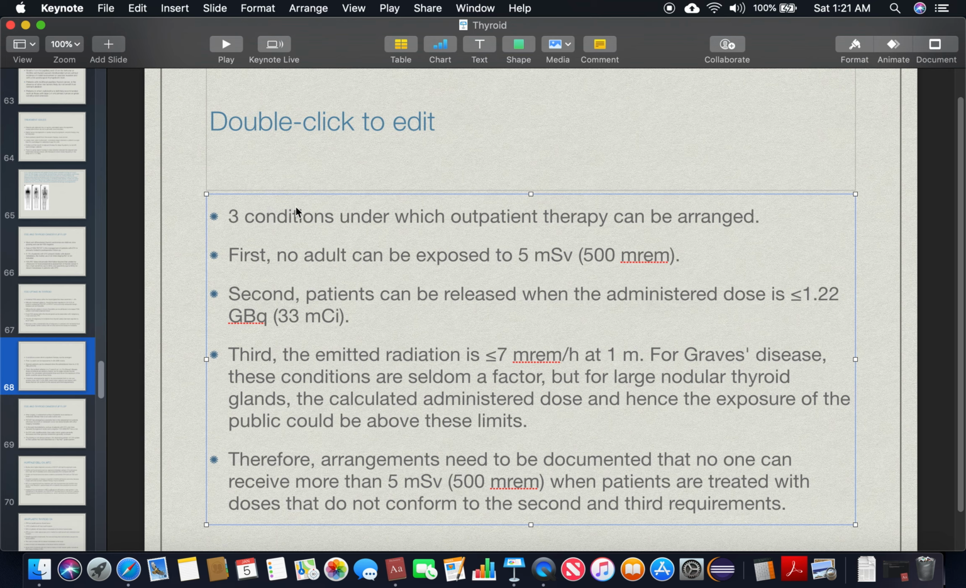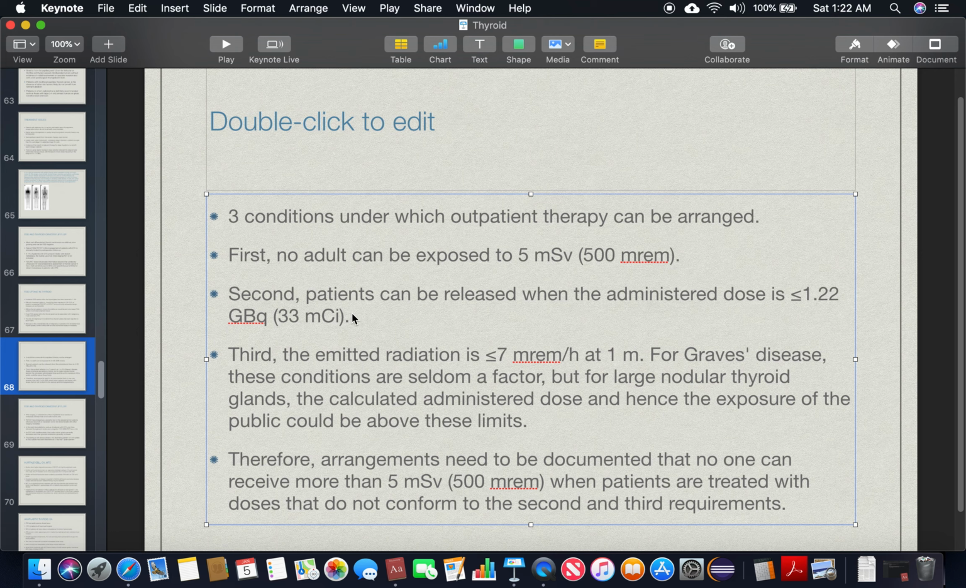Whereas if the patient has thyrotoxicosis, and if no adult will be exposed to more than 5 millisievert, you can use iodine 131 therapy as an outpatient, and patients can be released when the administered dose is less than 1.22 gigabecquerels or 33 millicuries.